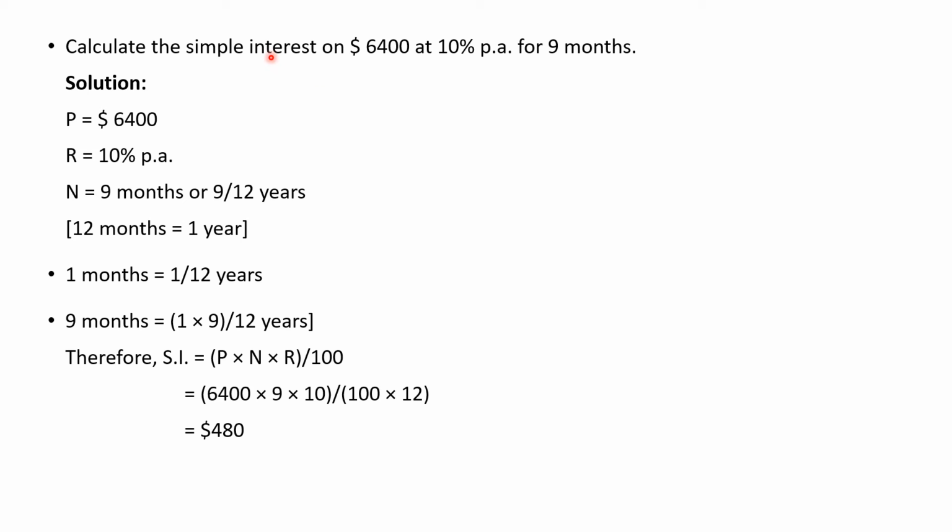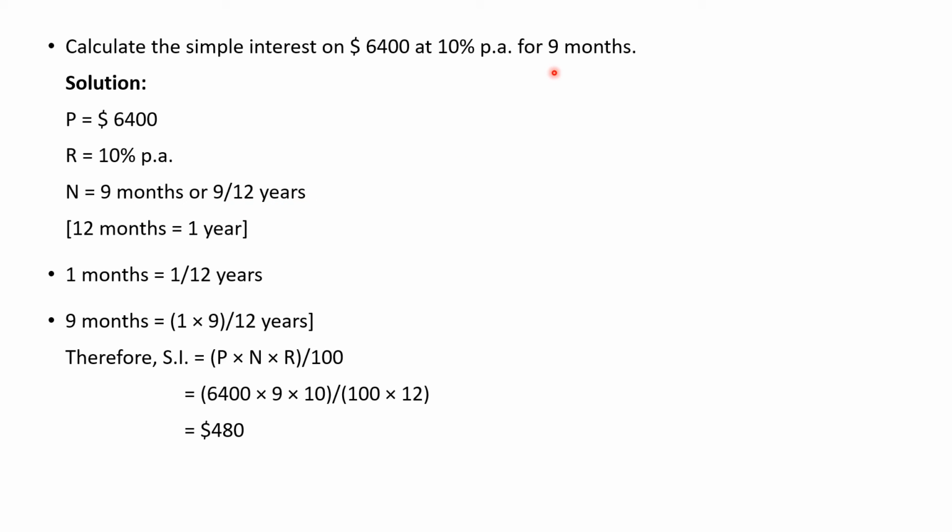So here they have asked to calculate the simple interest on $6,400 at 10% per annum for 9 months. So $6,400 is the principal. The rate of interest per annum is 10%, and N, which is the number of years, is 9 months here. We need to convert it into years. We all know that 1 year has 12 months. So 1 month equals 1 by 12 years. So 9 months will be 9 by 12 years.